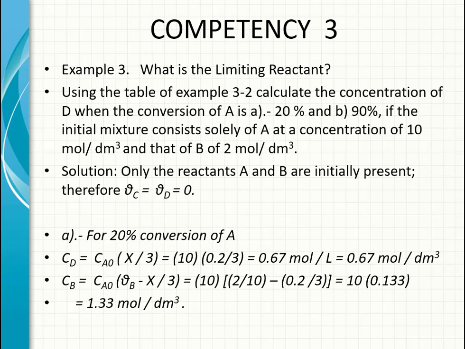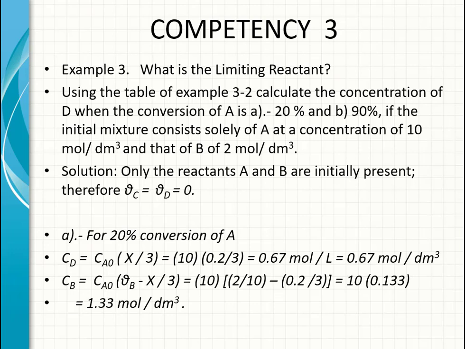So for 20% conversion, the concentration of D is going to be Ca0 times X divided by 3. So this is equal to Ca0, which is 10, times X, in this case 0.2, the 20%, divided by 3. This is equal to 0.67 moles per liter, or 0.67 moles per cubic decimeter. So that's the concentration of D.